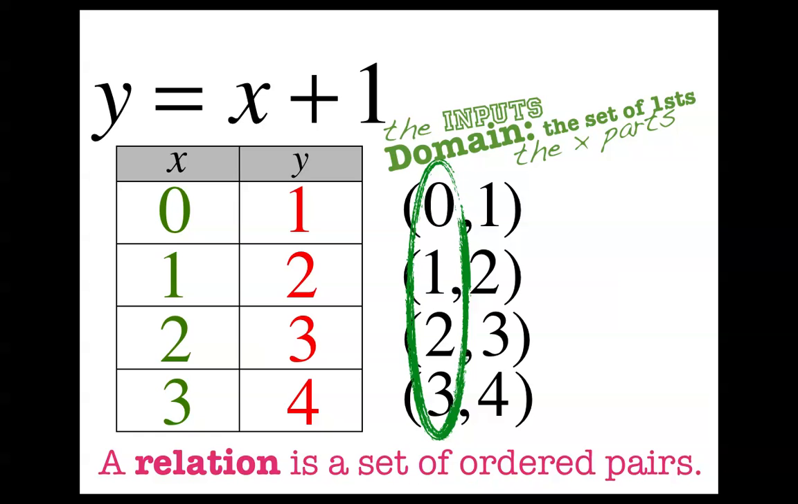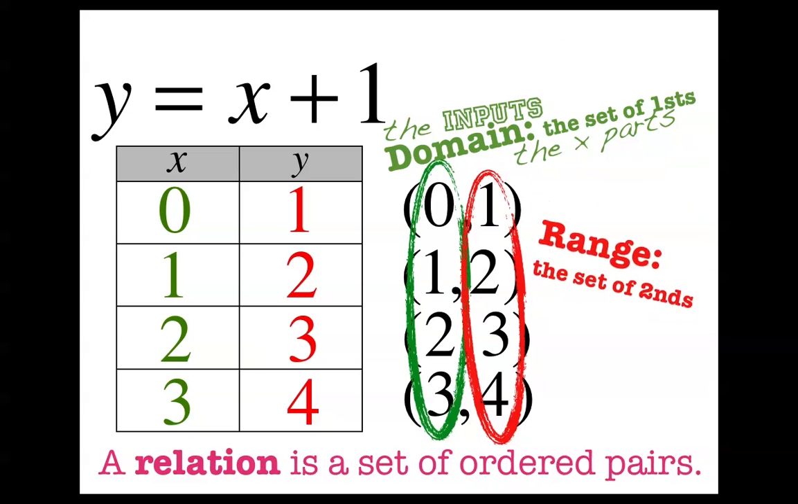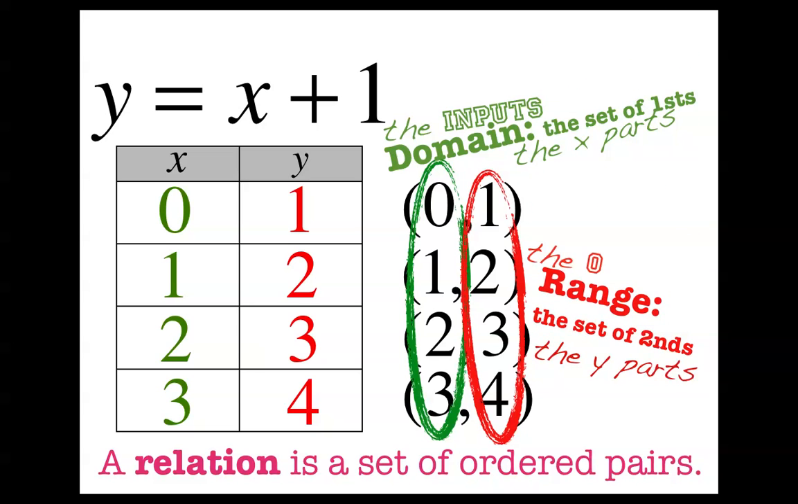Okay, so what are the other parts? What are the y's? That group is called the range of the relation. And the range is all the second parts. It's the y parts. It's the outputs. It's what you get out of the equation.